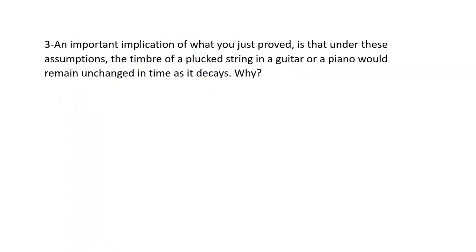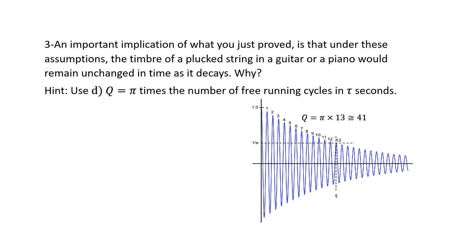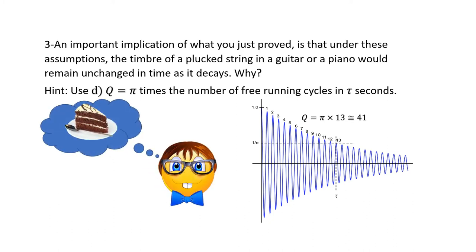Problem number 3. An important implication of what you just proved is that under these assumptions, the timbre of the plucked string in a guitar or piano would remain unchanged in time, as is the case. Why? Hint: of all the things Q are, use D, the one that says that Q is pi times the number of free running cycles in tau seconds. I know what you're thinking, don't say it.